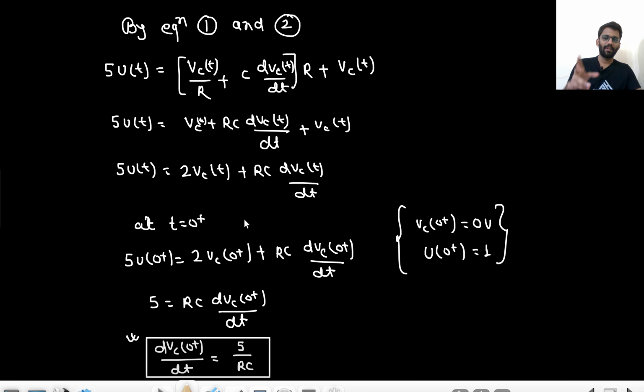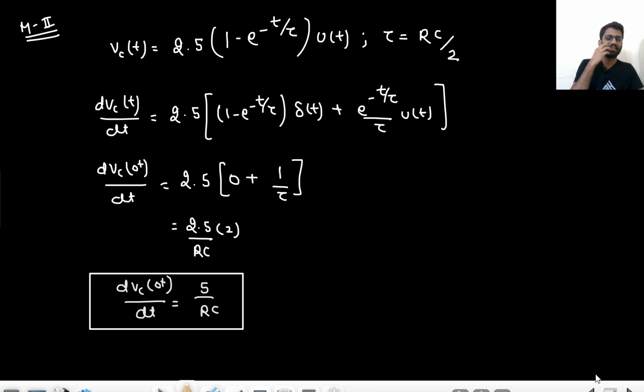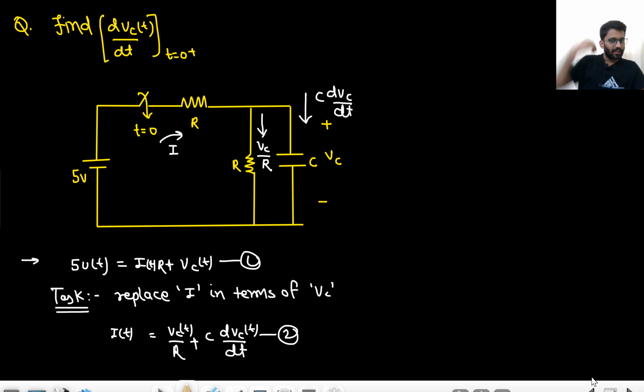This method I would like more than the other method. So this was the problem, finding slope at t equals 0 plus. In any circuit you need to think and find the values. So you can think on your own and then find the value.